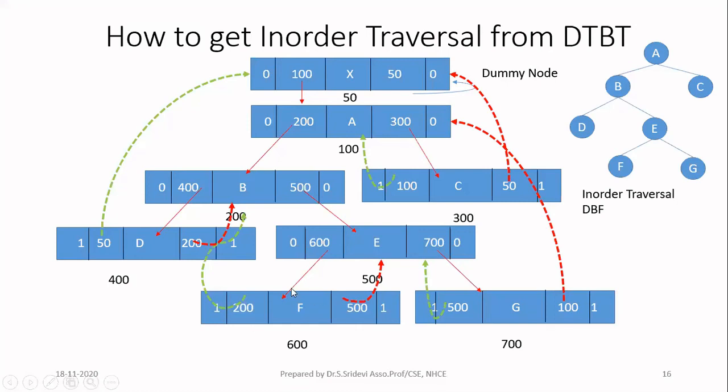Now after I print F, I have to see the right pointer value. Here the right pointer value is 500. And also I have 1 here. When 1 is available here, it means that this 500 is the address of the in-order successor. So you go straight to that address 500 and print the in-order successor. The in-order successor is now E. So I am printing it immediately.